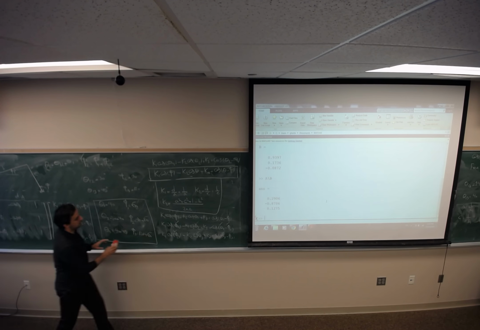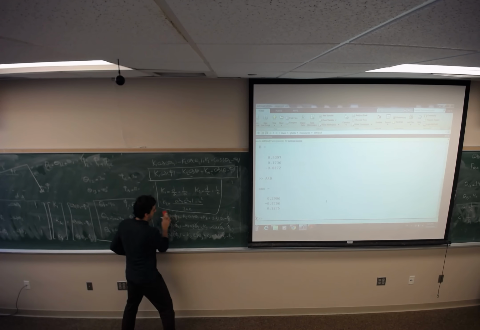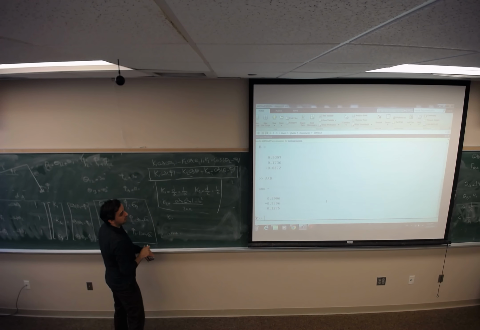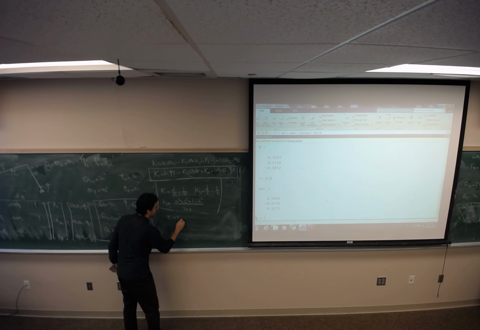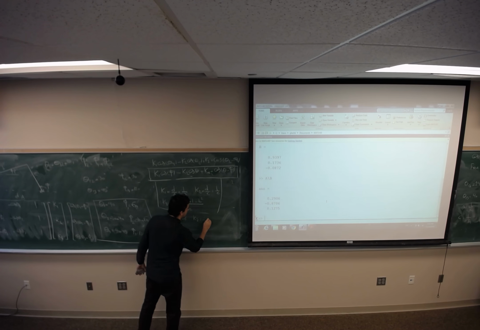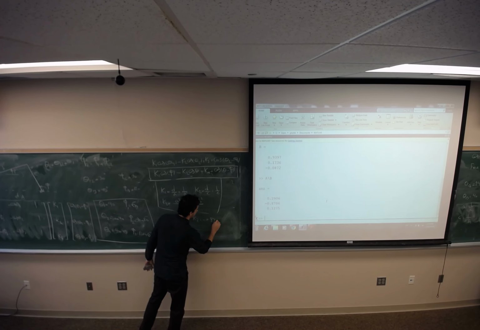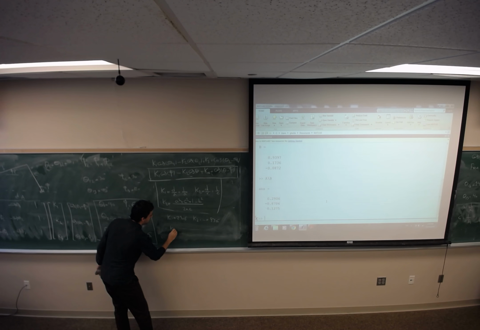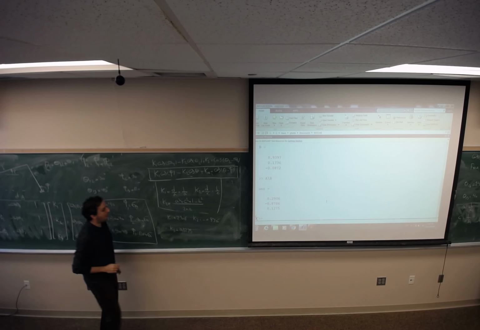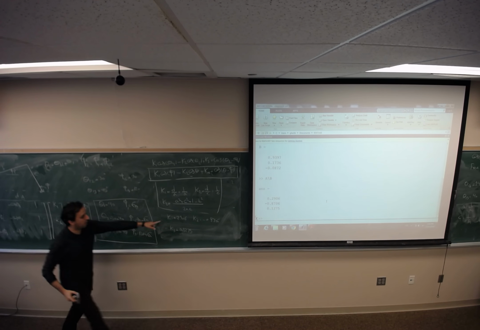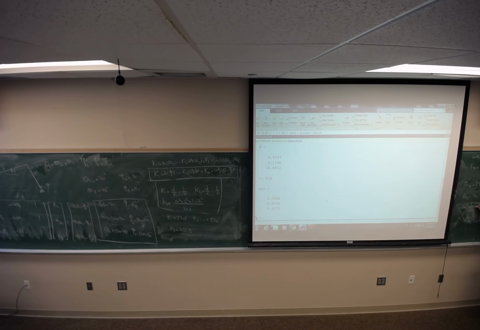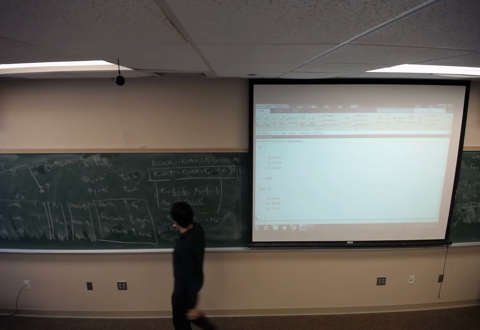K1 is 0.29 or so. K2 is negative 0.87 or so. And K3 is 0.1275. So you have K1, you can find A. Just 1 over K1, it's going to be 1 over 0.29.